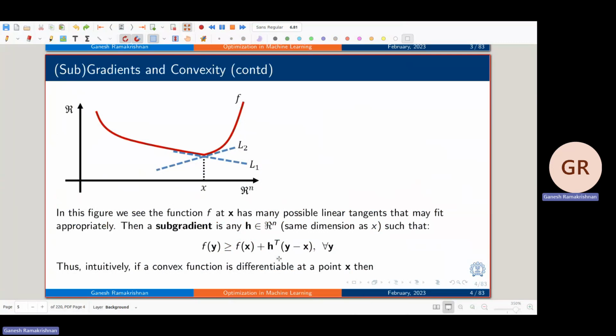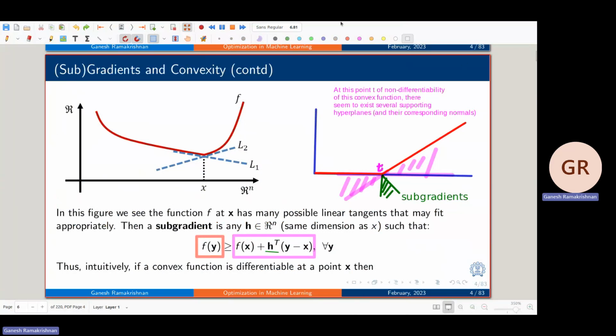So, just to complete the statement here, if f is convex and differentiable, then you'd have h_x must be the same as the gradient of f at x. Okay, that's the completion of the statement by virtue of the homework.